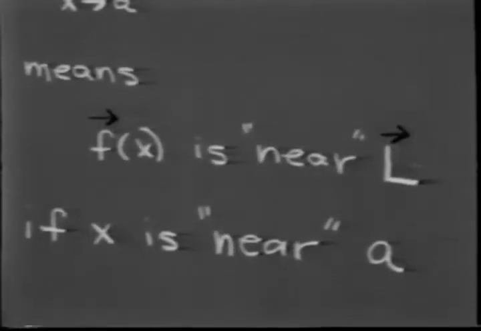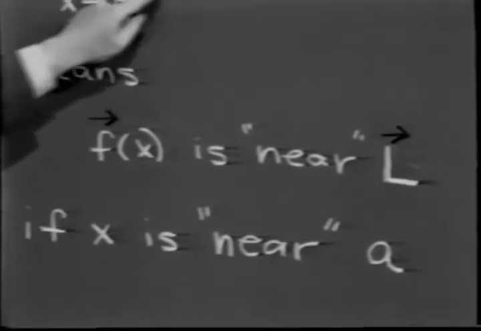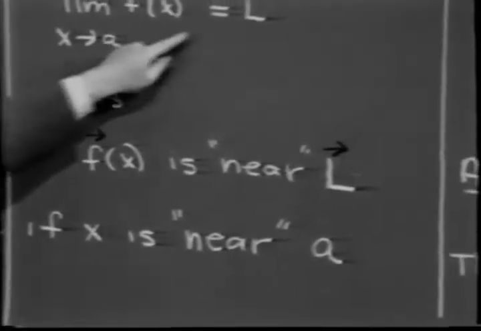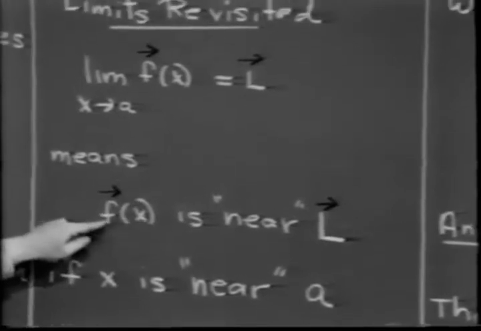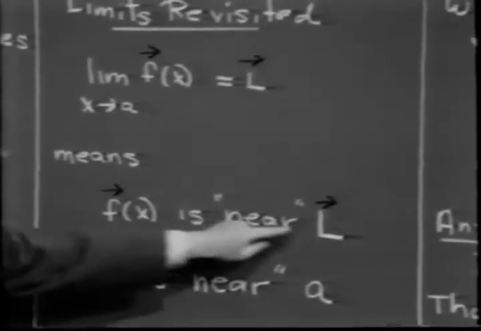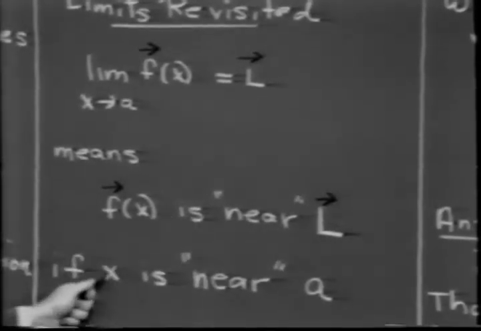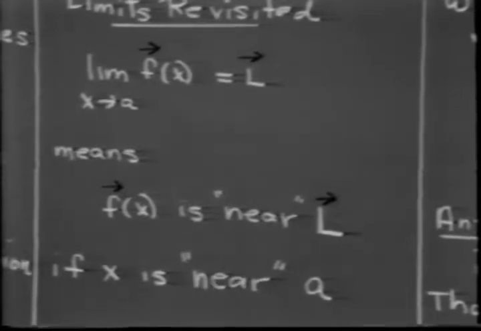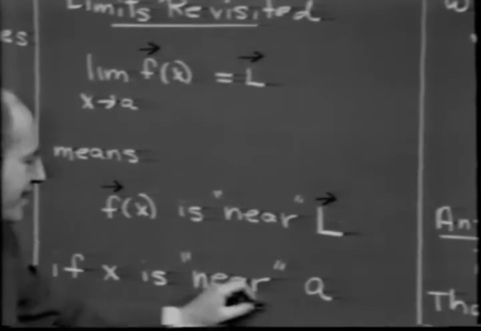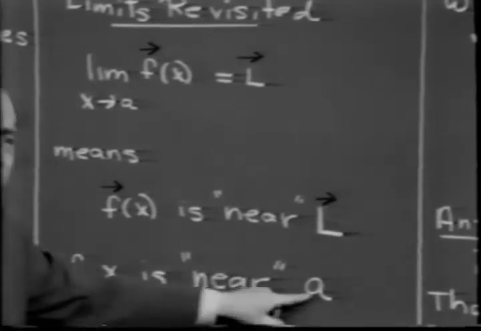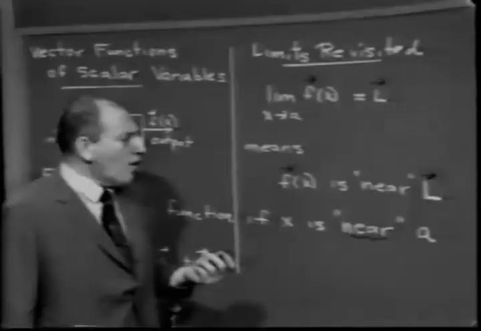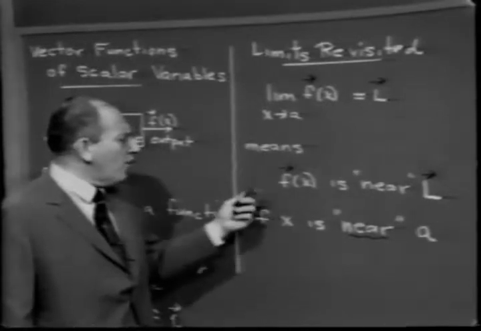So let's go back and, just as I say, arrowize or vectorize whatever has to be vectorized here. So I now have a new definition intuitively. The limit of the vector function f of x as x approaches a is the vector L means that the vector f of x is near the vector L provided that the scalar x is near the scalar a. Now the point is that x is near a doesn't need any further interpretation because a and x are still scalars.